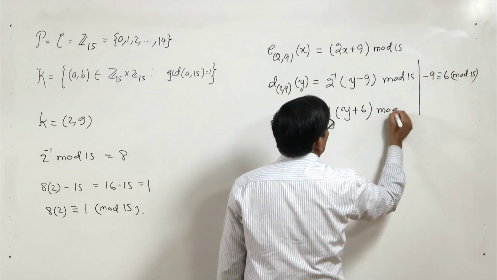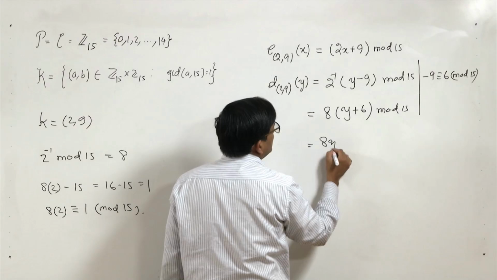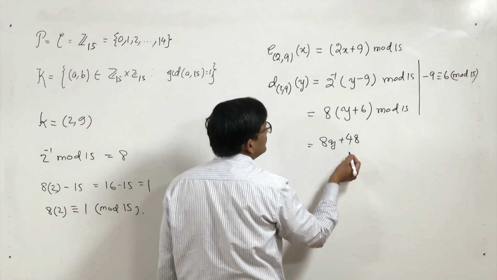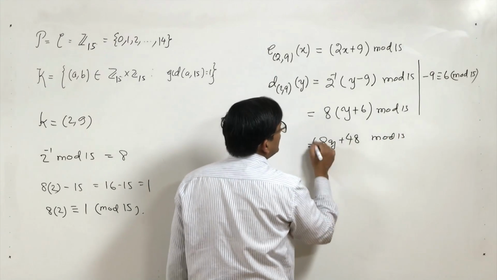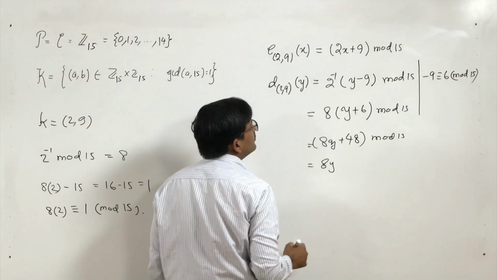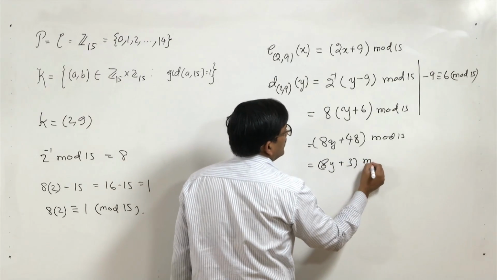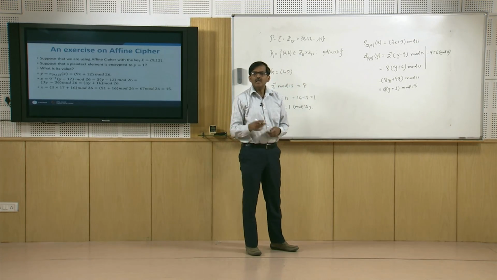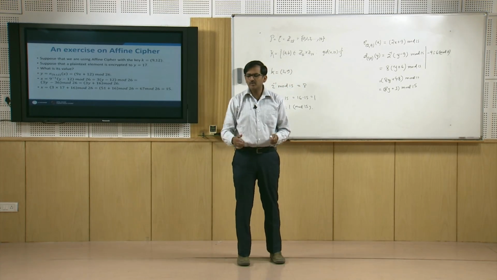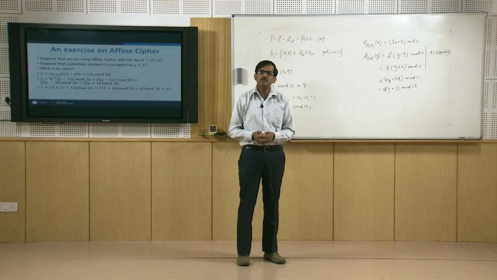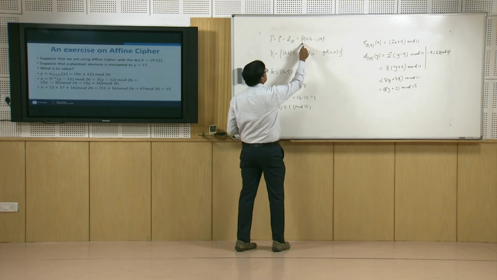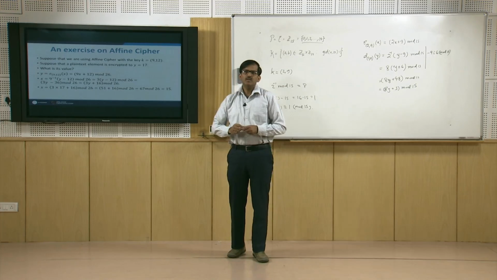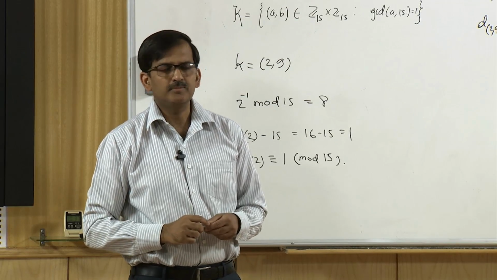and I have got this mod 15, and therefore this is 8y plus 48 mod 15. I can reduce it further, it is 8y plus 3 mod 15. So, this is the decryption function, and now I can plug in any x and y to find out the encryption or decryption of particular values between 0 to 14. We will also see many problems like this in our assignments.